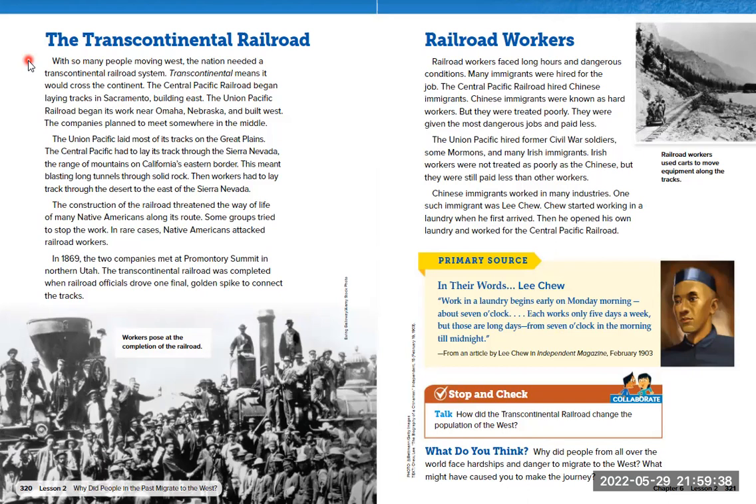In 1869, the two companies met at Promontory Summit in northern Utah. The Transcontinental Railroad was completed when railroad officials drove one final golden spike to connect the tracks. And here we have a photo of workers posing at the completion of the railroad.